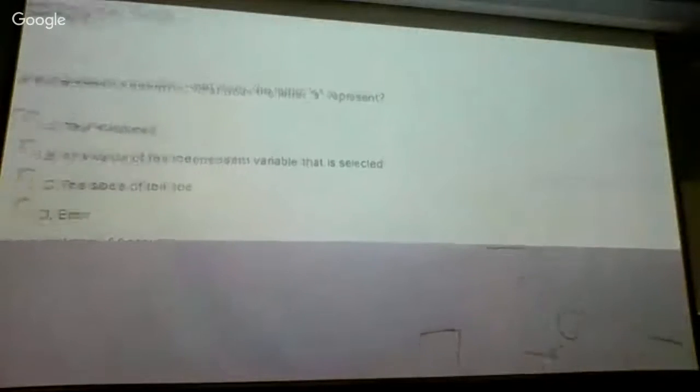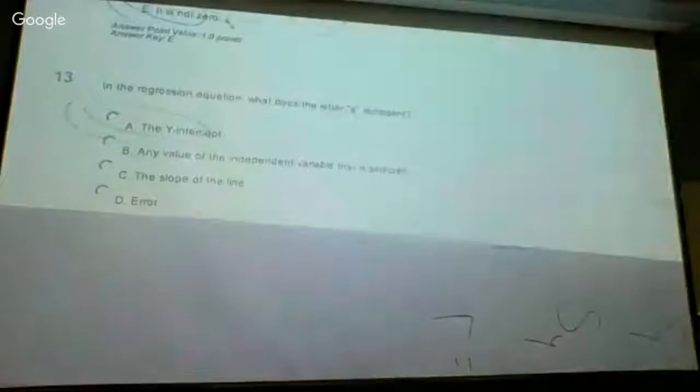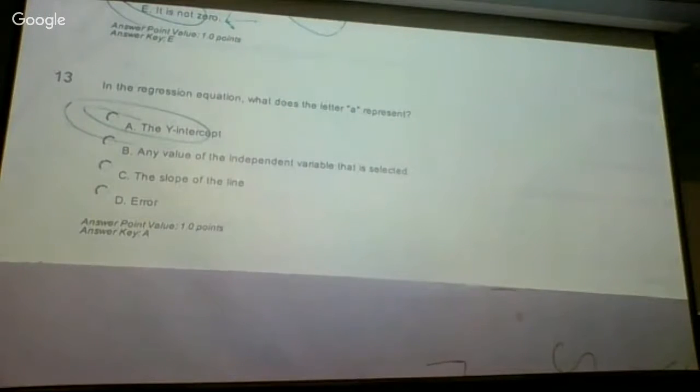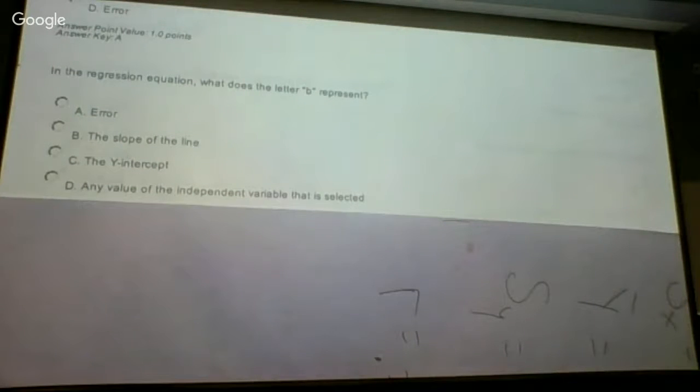13. In the regression equation, what does A represent? A represents the y-intercept. A is in fact the y-intercept. Answer is A.